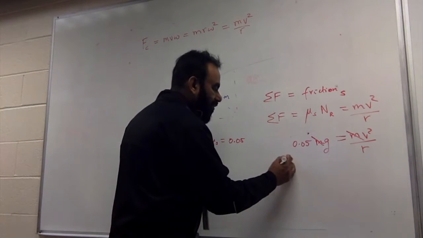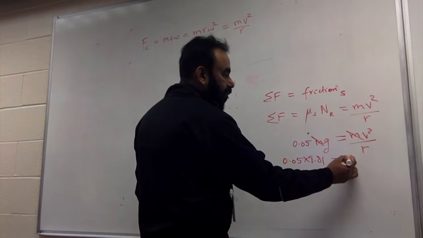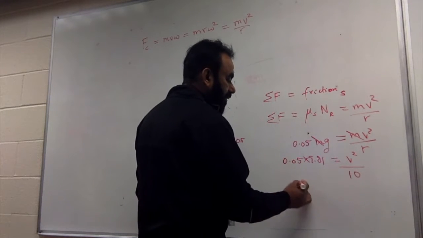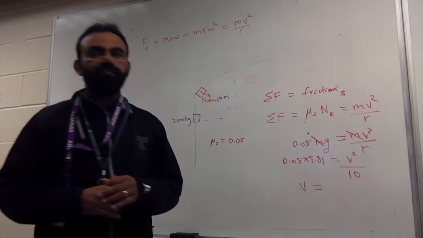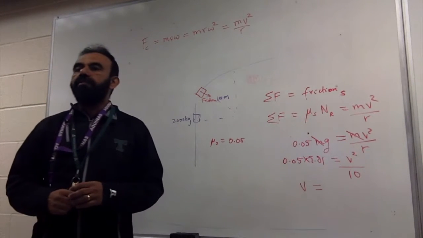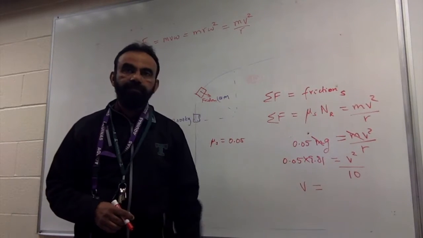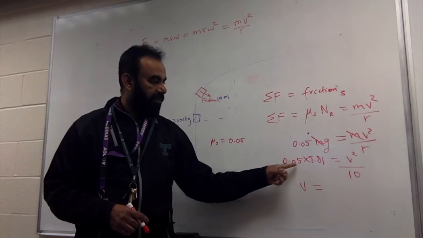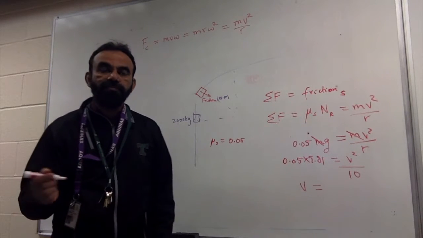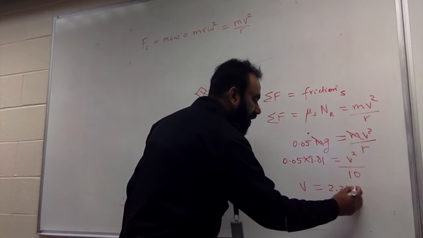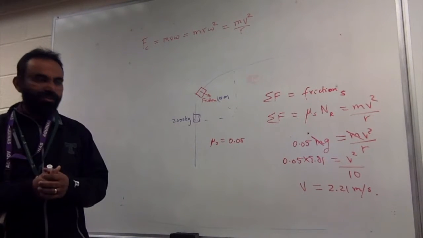Okay, calculate it. 0.05 times 9.81 is equal to V squared over 10. So what is V equal to? Calculate it. Cross multiply. 0.05 times 9.81 is 0.49, times 10 gives 4.9. V squared is 4.9. What is the square root of 4.9? 2.21 meters per second. Now, it doesn't make much sense looking at that number, 2.21 meters per second.